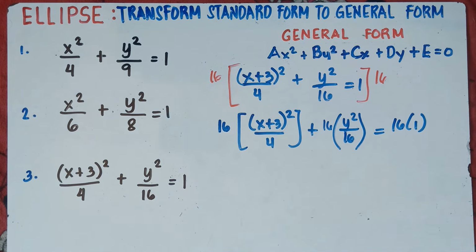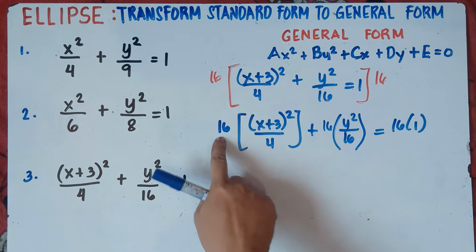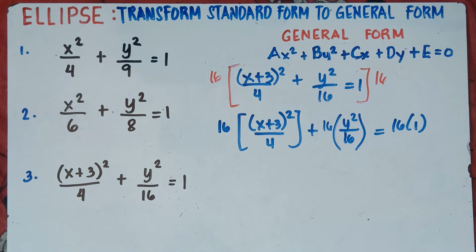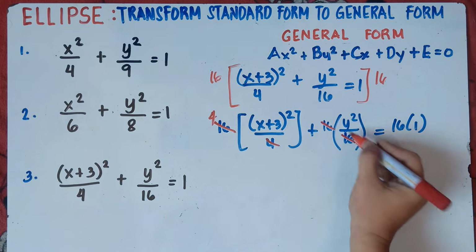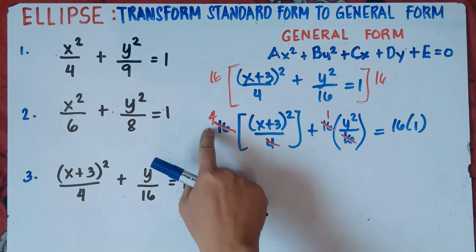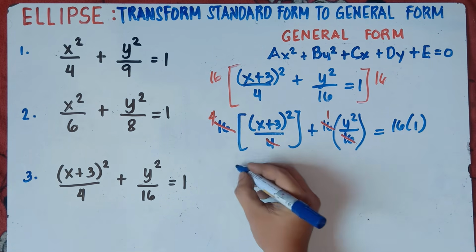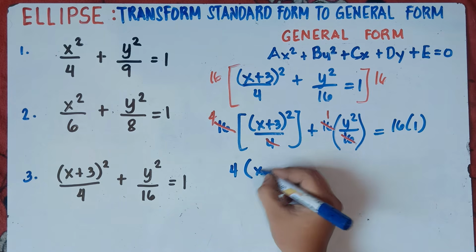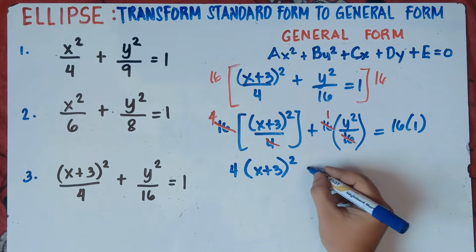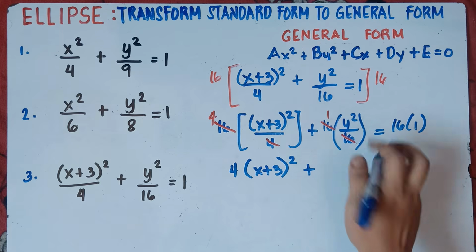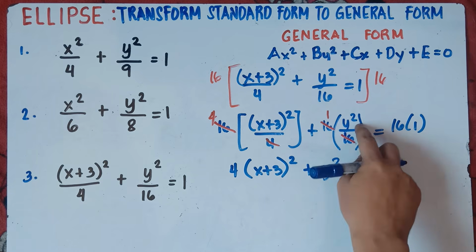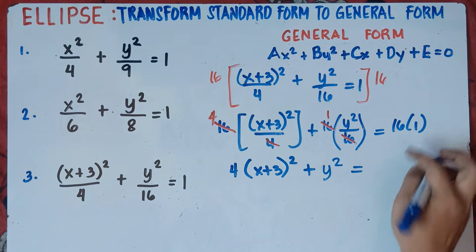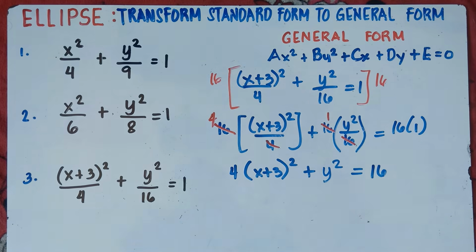That's the same, class. Alright, can we divide 16 by 4? Yep. 16 divided by 4 is 4, and 16 divided by 16 is 1. Then multiply 4 times x plus 3 quantity squared, plus 1 times y squared. We just canceled 16, class, so the remaining will be y squared. 1 times y squared is y squared, equals 16 times 1 is 16. Alright, so almost done for number 3.